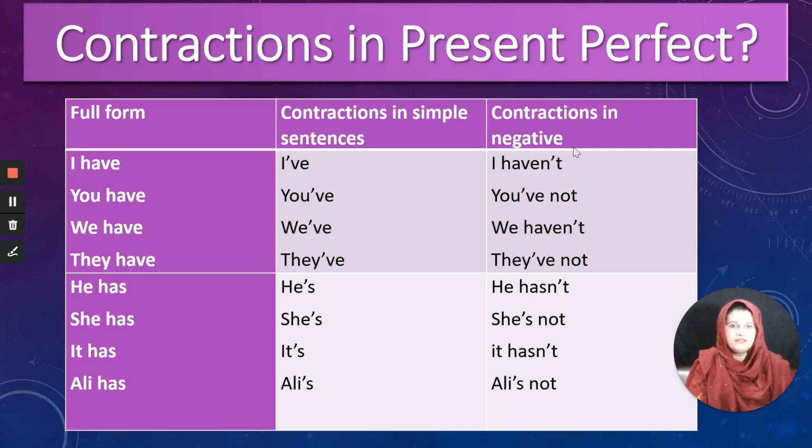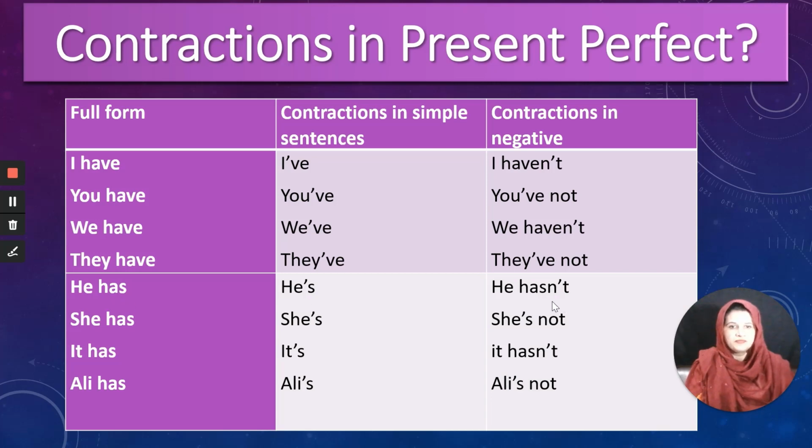I have into I haven't. You have into you've not. So it's all up to you. You can either give the negative contractions in this form where have is in full and not is contracted, or you can contract have and you can write not in full form. We have into we haven't. They have into they've not.